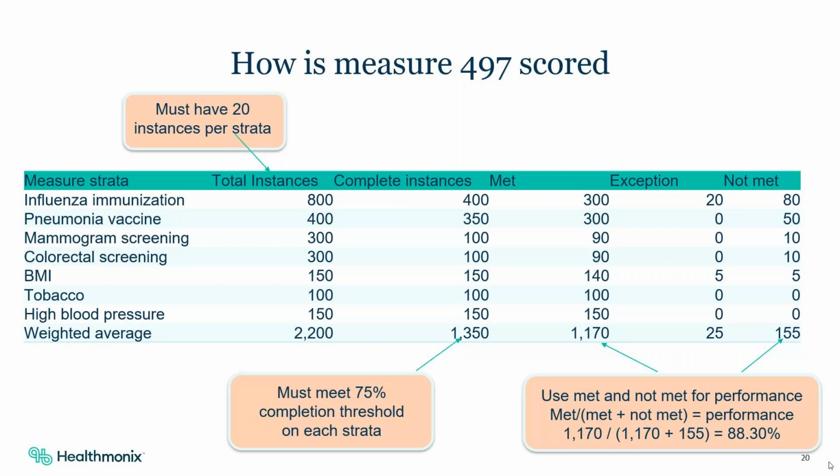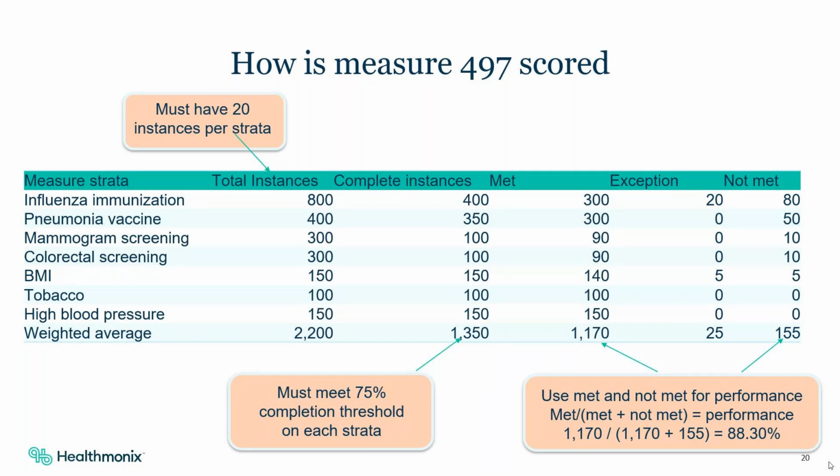Thanks, Josh. So here we have our 7 strata or submeasures on the left-hand side, and you'll notice that there's a new strata that's called the weighted average. Each strata itself, or each submeasure, has its own reporting rate. And what that means is that in order to calculate reporting rate, you take the MET over the MET plus not MET. So each strata will have its own rate. It'll have its own completion threshold, which is based upon complete instances over total instances.